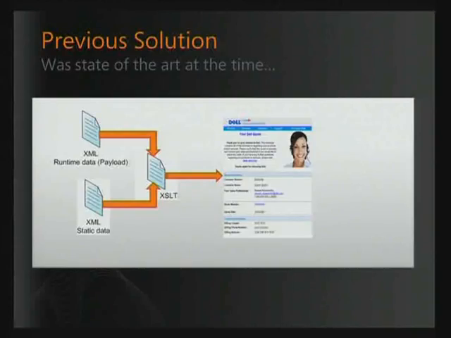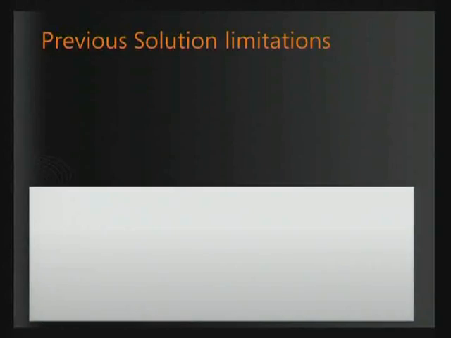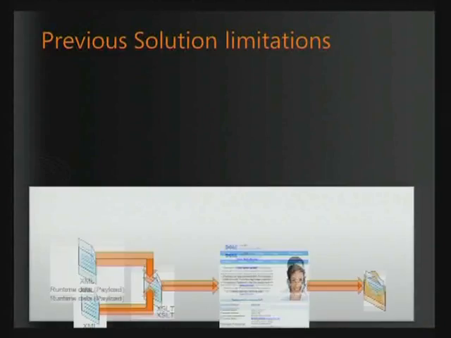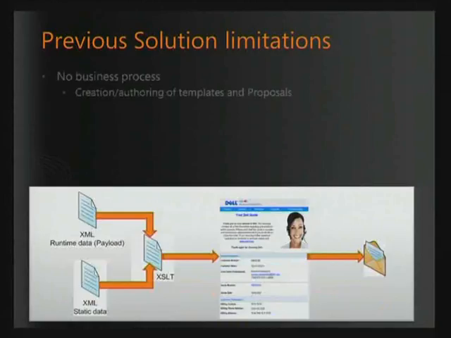So what is the problem, right? What are the limitations? It's not so much a problem. It could be a problem, but let's see. First thing, we can't build a business process around the whole system, so that's a big problem for the business.